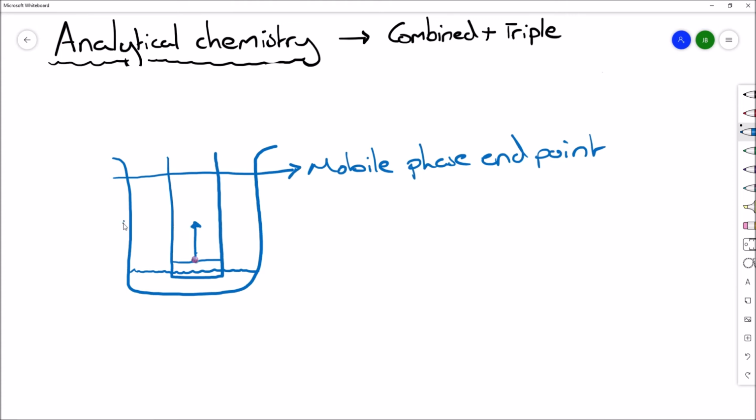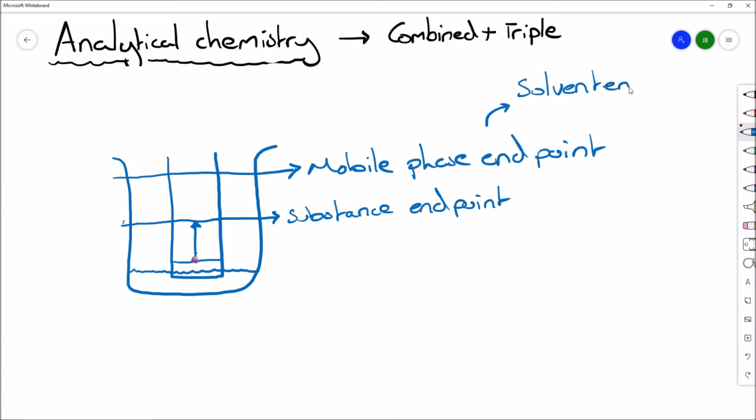So this is another important part that we need. So this is the substance end point. We could change this mobile phase endpoint. We could also call it, this is where it just gets a bit confusing, but we'll just call it the solvent endpoint. Because the solvent is the liquid at the bottom, so this is where it ends up. So these are your two parts.